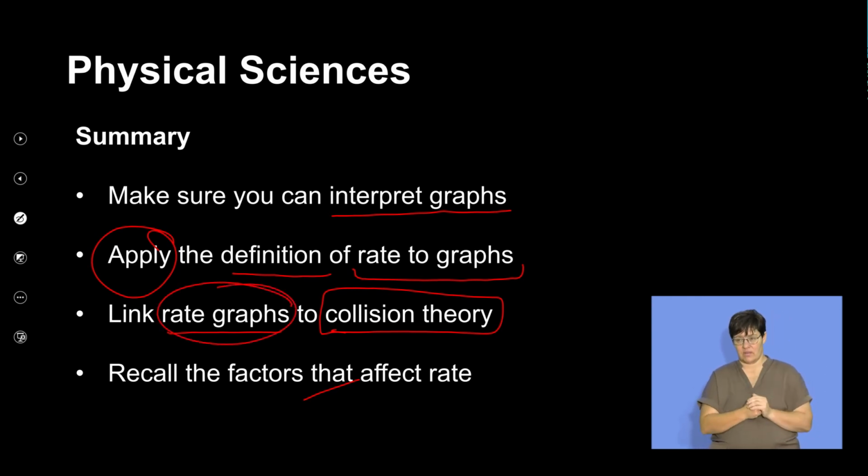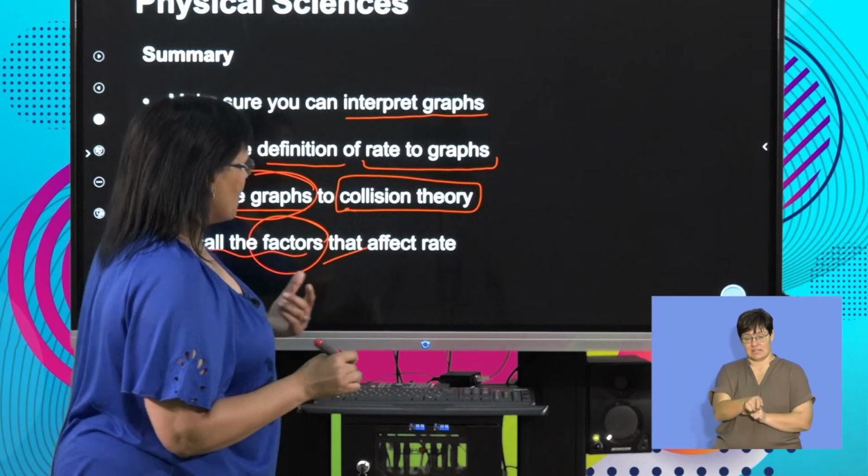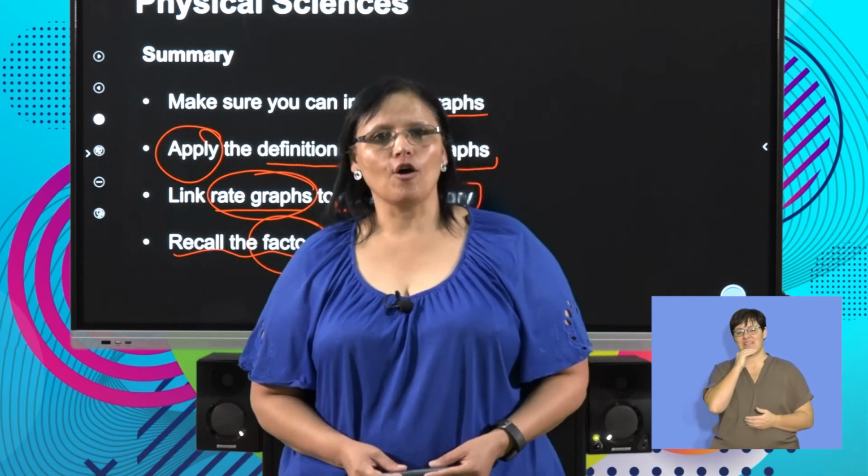And obviously, for rates of reactions, you must try and always recall the factors that affect the rate. There are 6 factors, and that brings us to the end of our session.